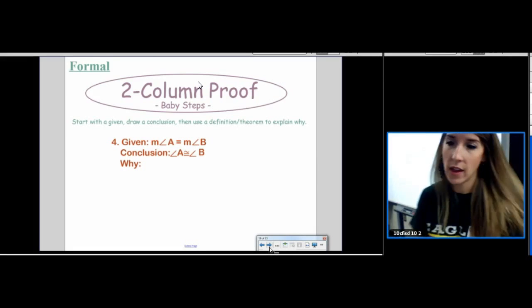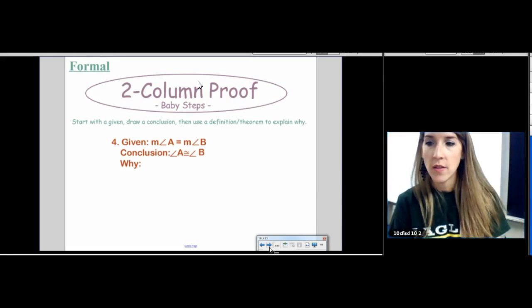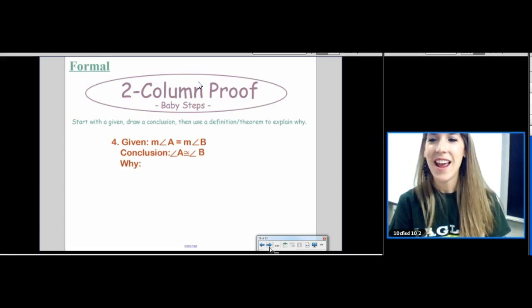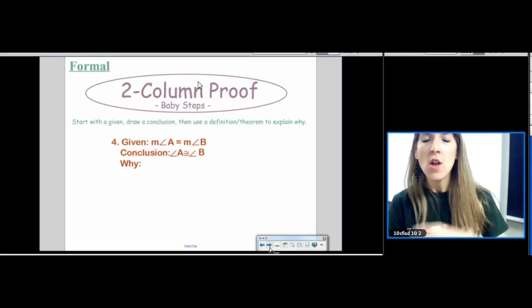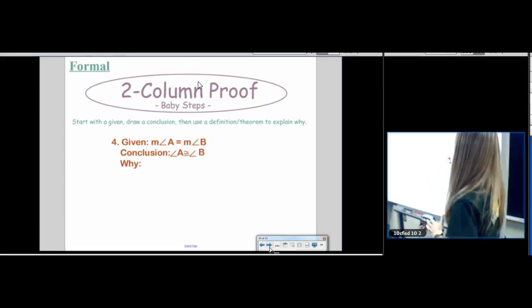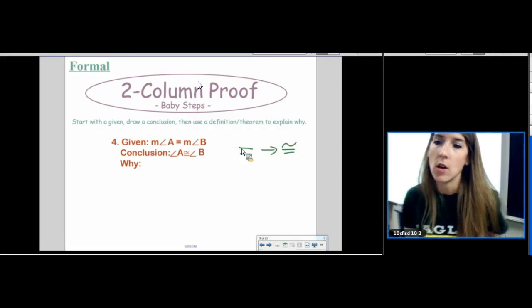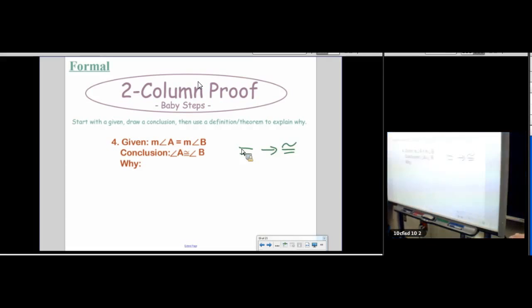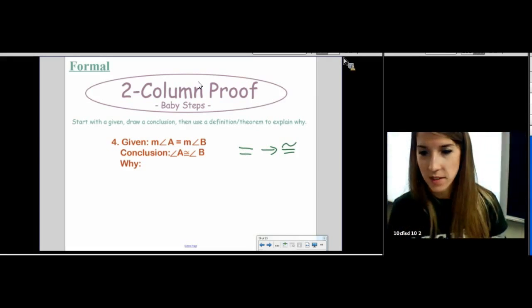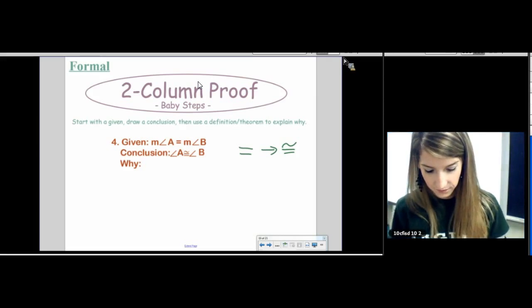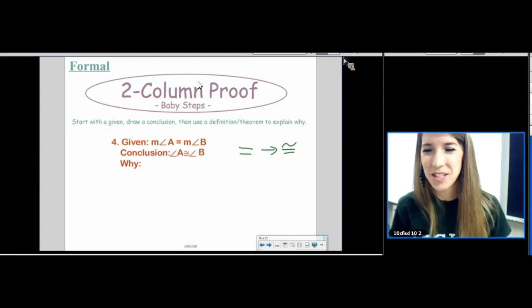Given the measure of angle A equals the measure of angle B, look, I already gave you the conclusion. Angle A is congruent to angle B. So what allows us, what theorem lets us go from equal to congruent? Why are we allowed to do that? Which one? Stop typing numbers. What would you put in the y?